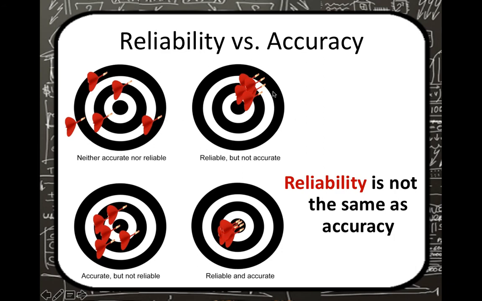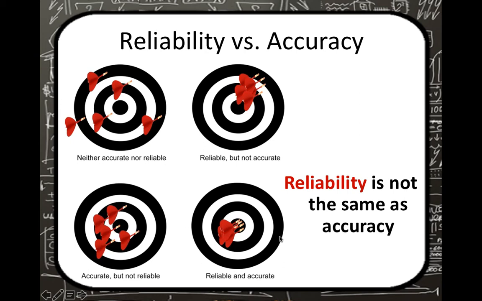Now this one on the upper right, this is reliable. We always hit the same general area. It's just not the bullseye. So it's reliable, but it's not accurate. Bottom left, well, this is pretty accurate. We're always hitting around the bullseye. But again, we're not getting to the same area, or the same tight cluster. So where this is definitely more accurate, we're hitting the bullseye, at least some of the time, or around the bullseye. It's not reliable because we often get different results.